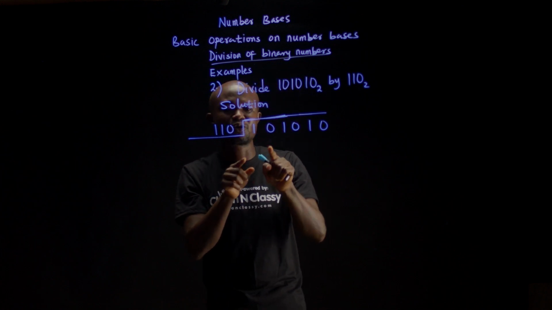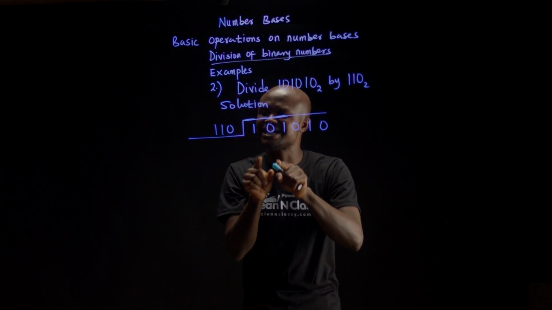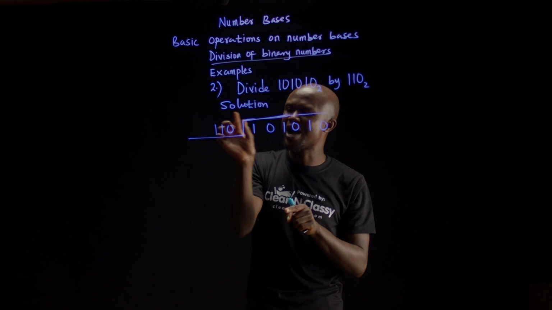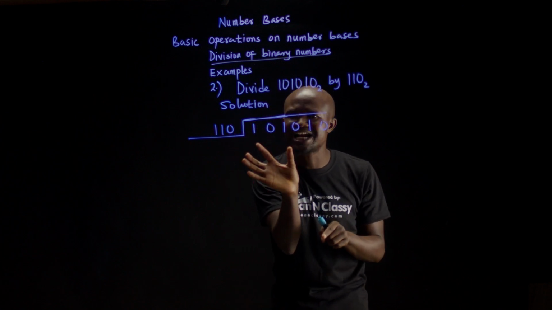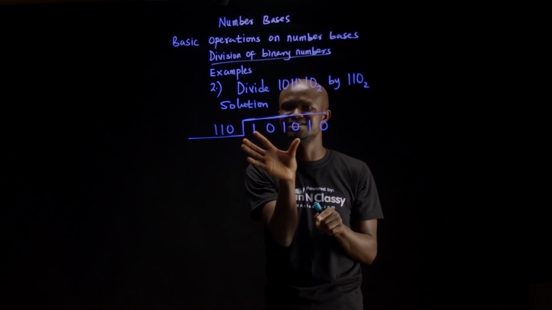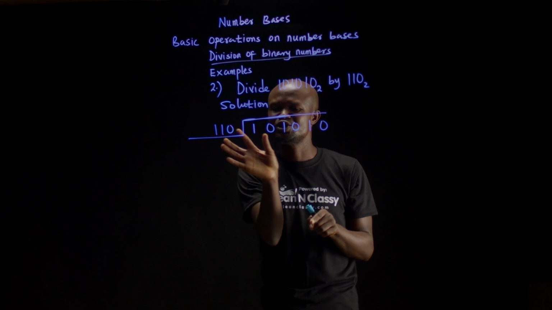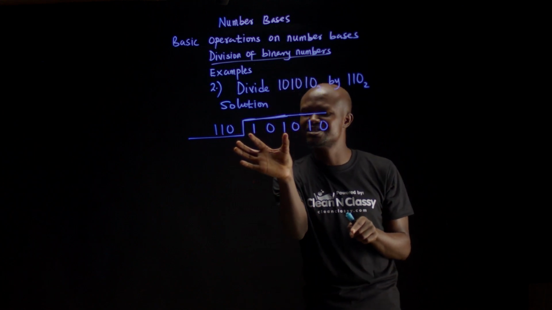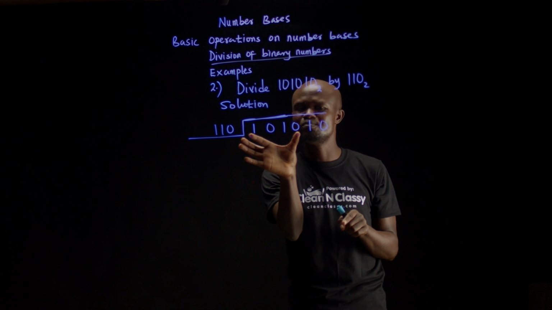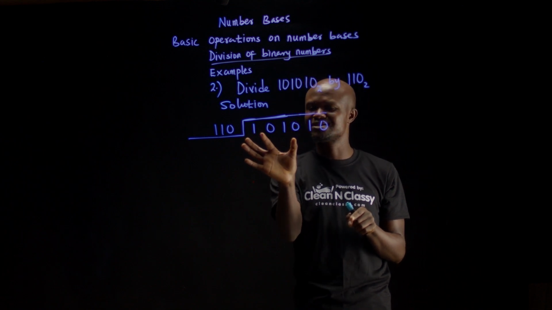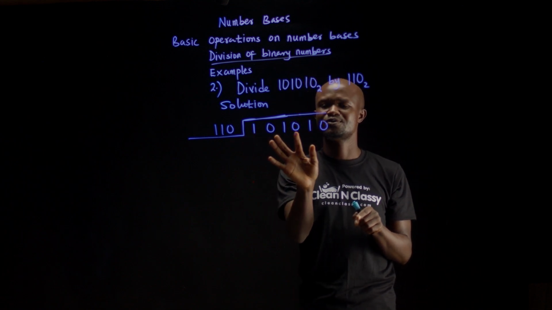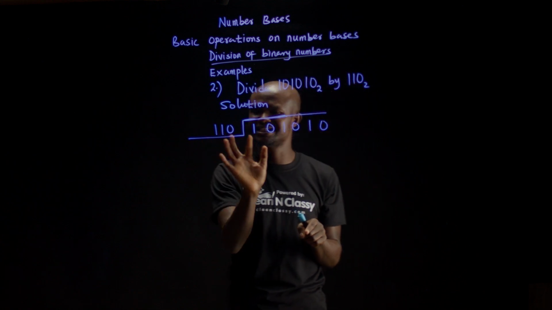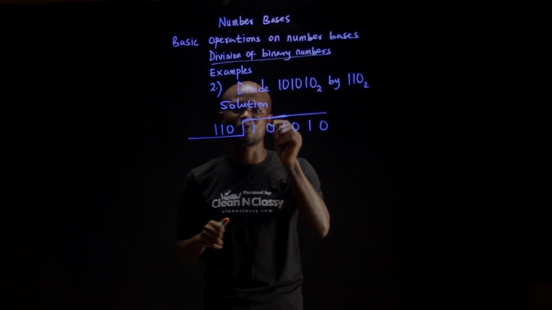Once you realize that the divisor, when compared to the equivalent number of digits, the first set of digits, is bigger, you have to increase the number of your digits. Now, since 3 digits does not work here, what do you do? You move to 4 digits. 1010, the first 4 digits, divided by this, what are you going to have? That is 1.